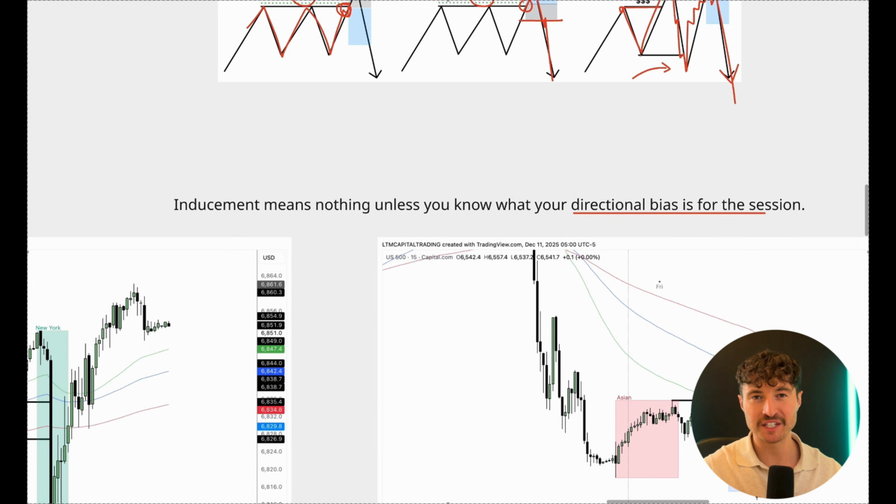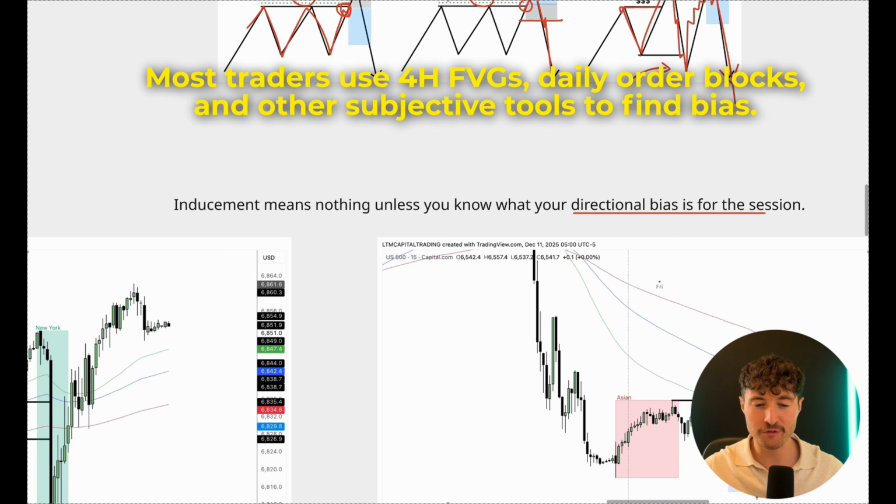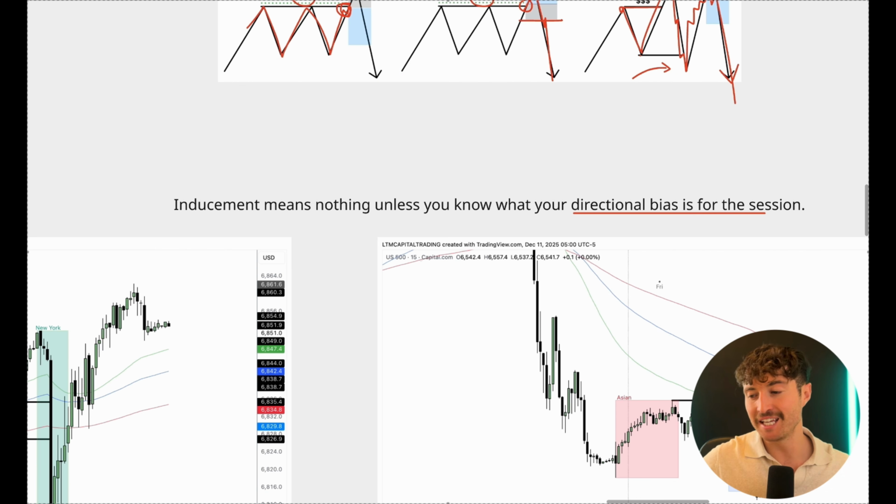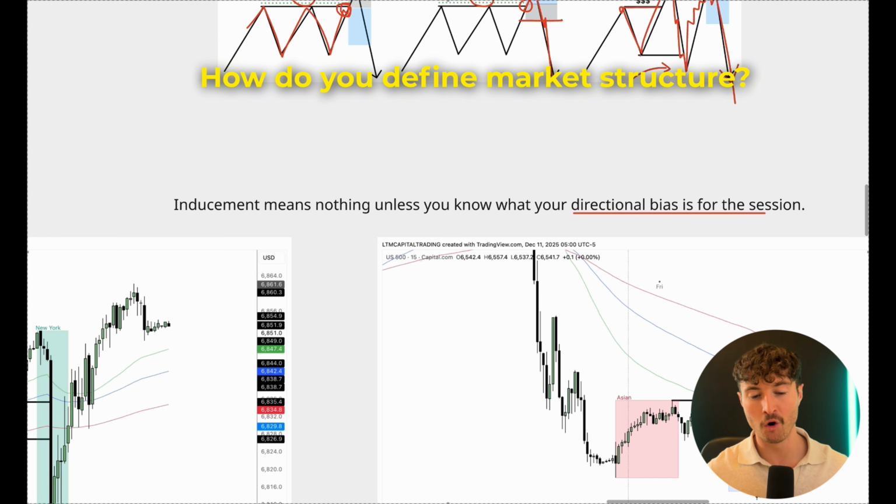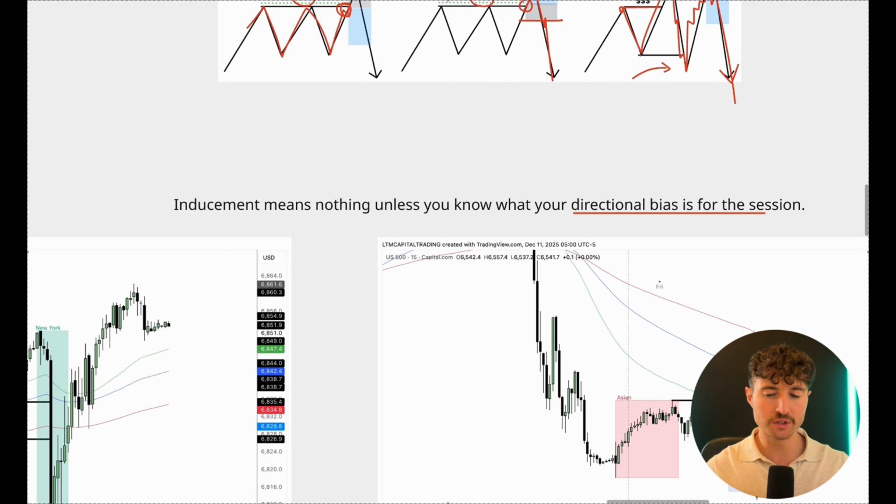But this is where you're going to have to hear me out. So what I see from my 8 years of trading experience is that traders are using maybe a 4-hour fair value gap, a daily order block, and things that are very subjective in order to identify their directional bias in the market. Even market structure is a very subjective way. Like, how do you define market structure? There's many different rules and there's many different ways, and a lot of them are very subjective.